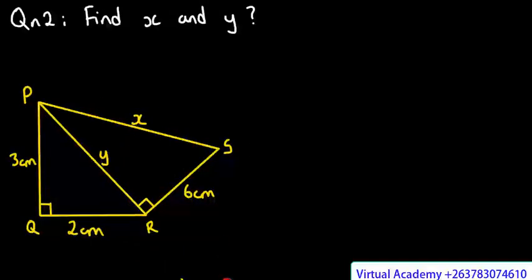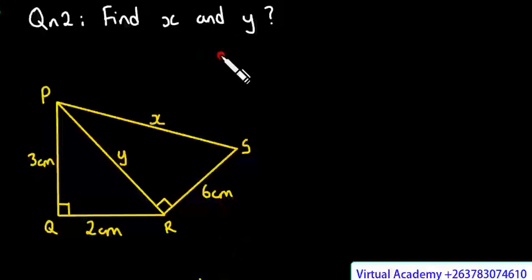So question 2, we have this diagonal that we have here, PQRS, then find x and y. We need to find the value of x and the value of y.